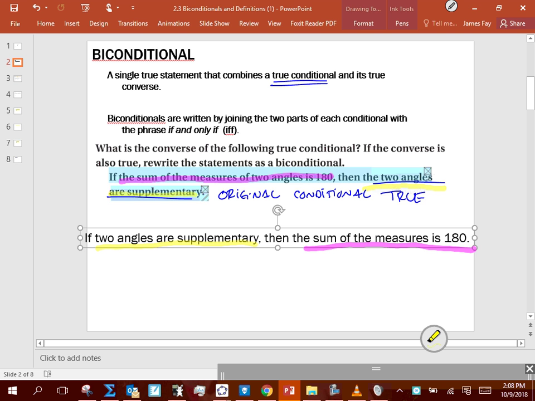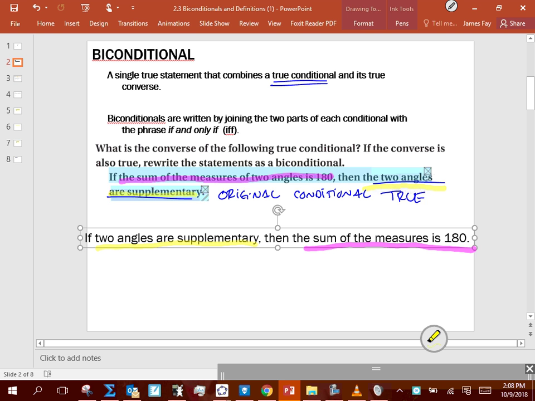And you can do that. Just make sure that when you rewrite your hypothesis or your conclusion, you leave things out or add things in to make the grammar flow a little better, that you don't add anything new mathematically and you don't remove anything mathematically. Okay, but would you guys agree that's the converse?